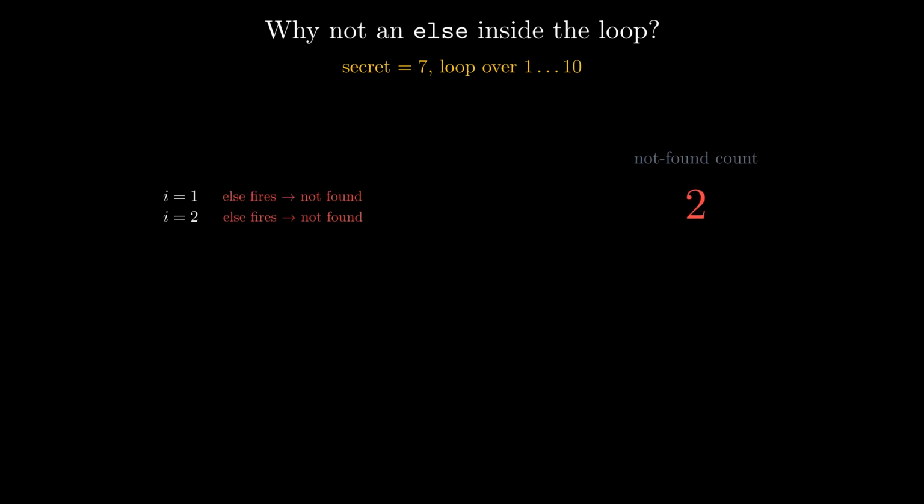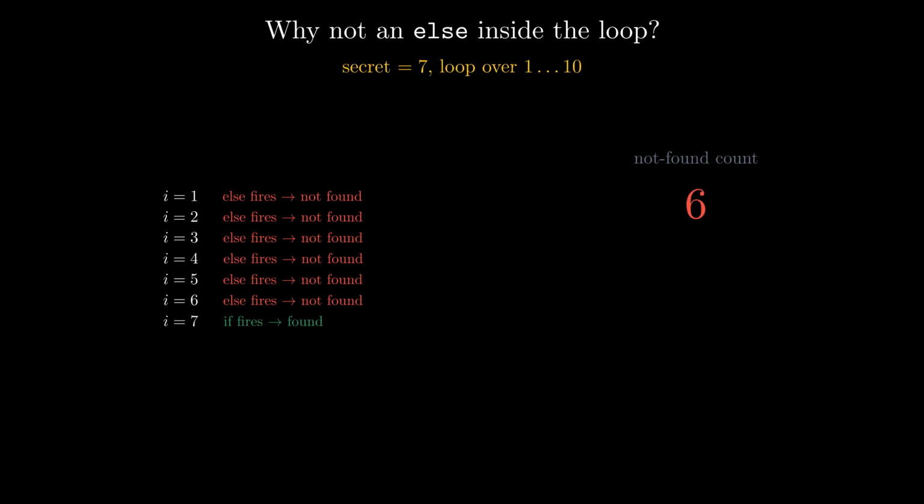Why not just put an else inside the if that checks i is equal to secret? Because that if else runs on every single pass of the loop. Say the secret is 7 and we loop over 1 through 10. 1 isn't the secret, so else fires, 2 isn't, else fires, 3 isn't, else fires, and so on.